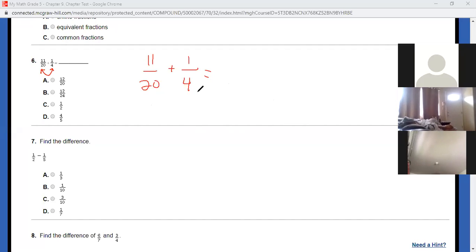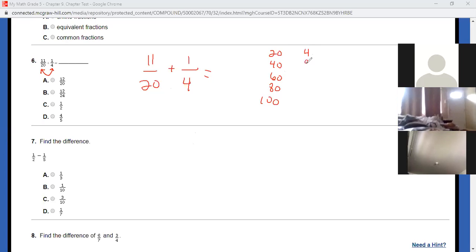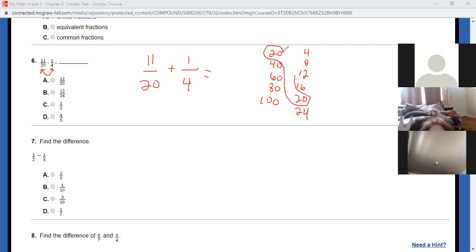Since 20 and 4 are not the same and we need to get them to the same, what I like to do first is figure out what number those two have in common. So when I do multiples of 20, I can go 20, 40, 60, 80, 100. 4 can go 4, 8, 12, 16, 20, 24. Now I'm going to see if those have anything in common yet. If not, I have to keep going. Boom. They both have 20 in common, which means I know my common denominator can be 20.